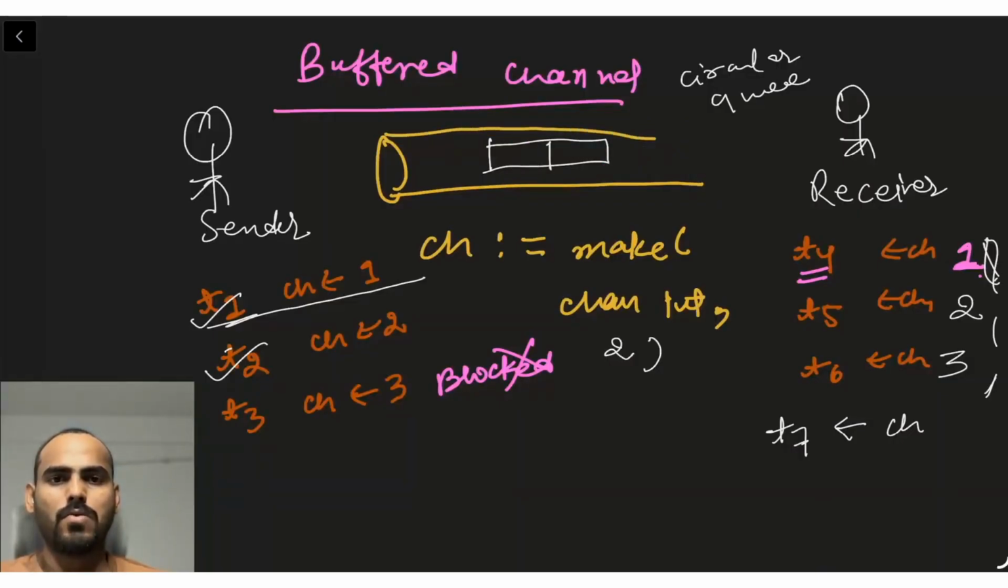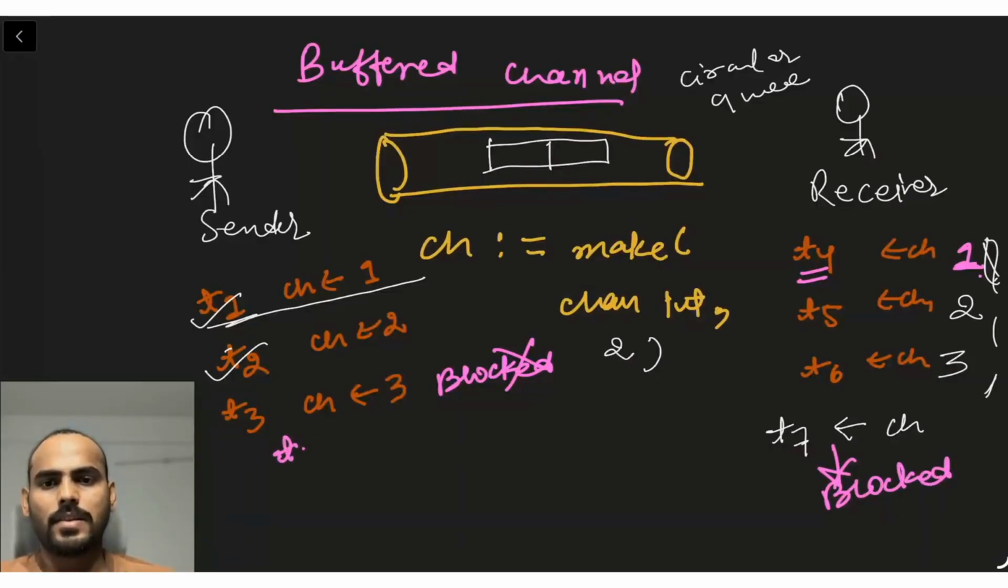So the queue is now empty, right? So at timestamp t7, if the receiver wants to receive the data over this channel, it will be blocked here as well. So it will be blocked. If later the sender is again sending some data, let us say 4, then again it will be unblocked and will receive the data as 4 here. Okay, now let us go to VS Code and do the coding for this buffered channel.